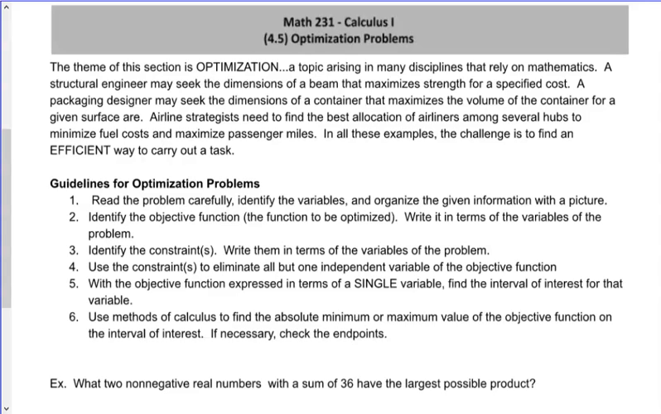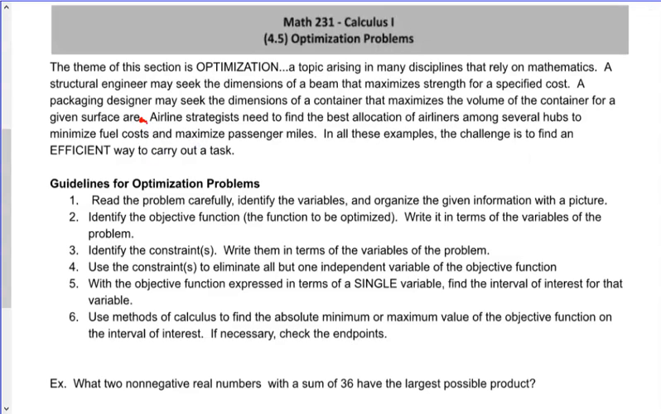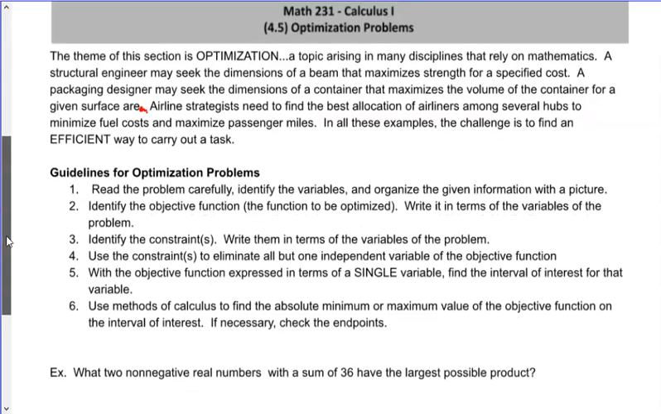A structural engineer may seek the dimensions of a beam that maximizes the strength for a specific cost. A packaging designer may seek the dimensions of a container that maximizes the volume of the container for a given surface area. And then airline strategists need to find the best allocation of airliners among several hubs to minimize fuel costs and maximize passenger miles. So if you see that maximize and minimize, that's where a lot of this comes into play when we talk about optimization problems. In all these examples, the challenge is to find an efficient way to carry out a task.